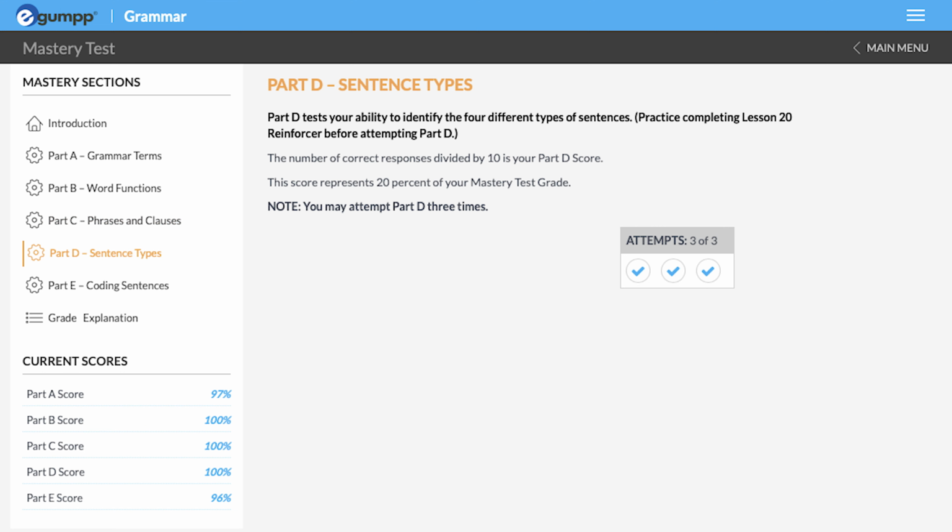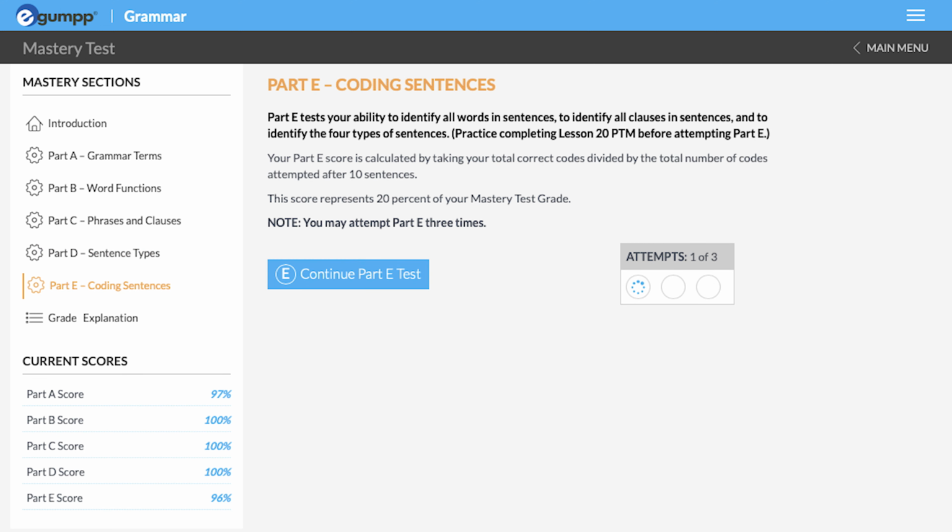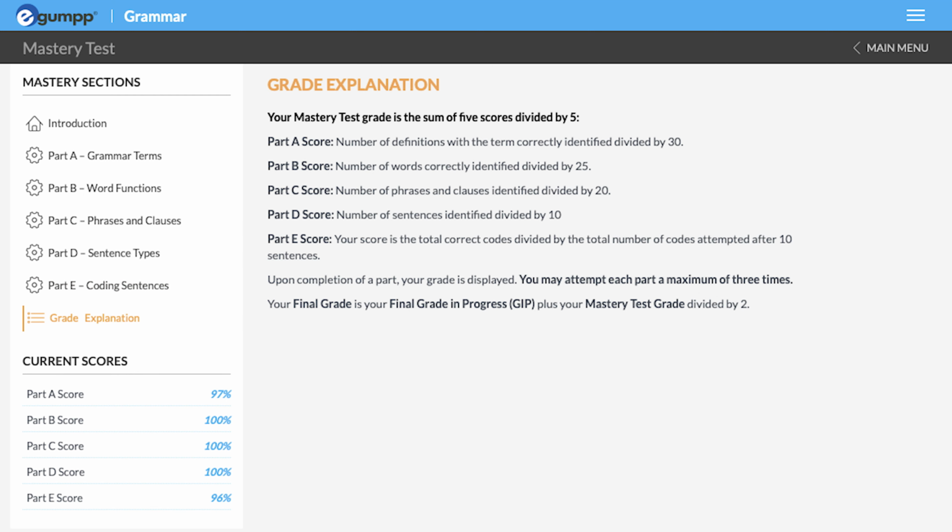Part D tests your ability to identify the 4 different types of sentences. Practice completing the Lesson 20 reinforcer before attempting Part D. Part E tests your ability using the EGUMPP coding system to identify all clauses, the type of sentence, and the function of all words in a sentence. Practice completing Lesson 20 PTM before attempting Part E. Your final grade is your 20 lesson grade plus the mastery test grade divided by 2.